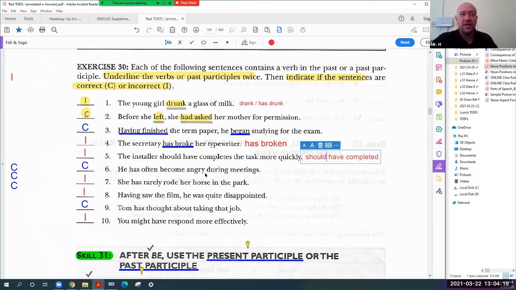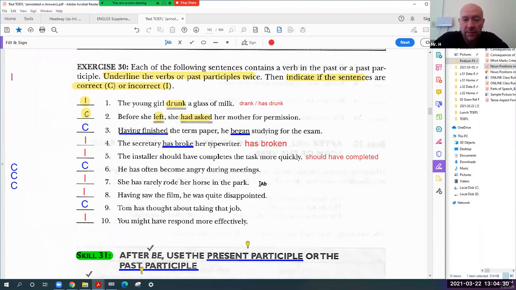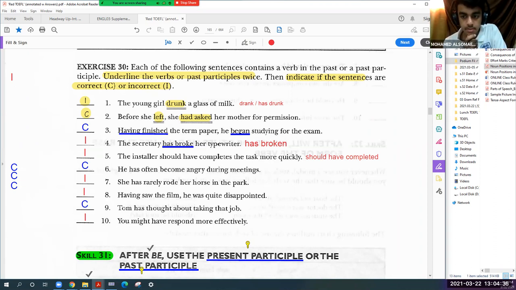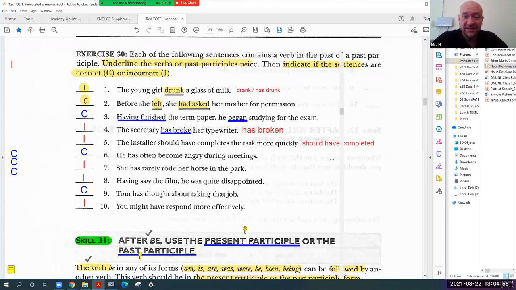Muhammad Al-Somail, you want to try the next one? Okay. She has rarely rode her horse in the park. Mm-hmm. Do you see a problem? No, I think rarely is a regular verb. Rarely is not a verb. You lose marks in TOEFL. Rarely is an adverb. Okay? You just lost marks. This example is incorrect, gentlemen. It is incorrect. So what's the formula here, Mohammed?